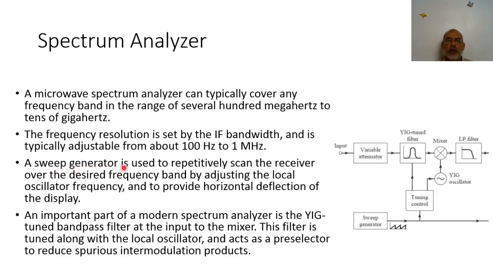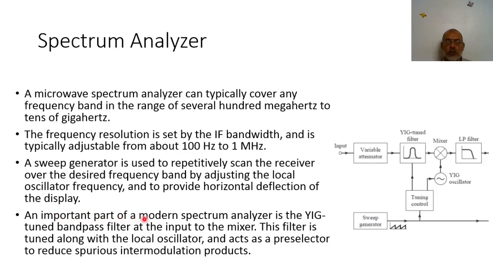A sweep generator is used to repeatedly scan the receiver over the desired frequency band. So we are going to adjust the VCO, the voltage controlled oscillator, by using the sawtooth to sweep along the required frequency band by adjusting the local oscillator frequency, and provide the horizontal deflection of the display.